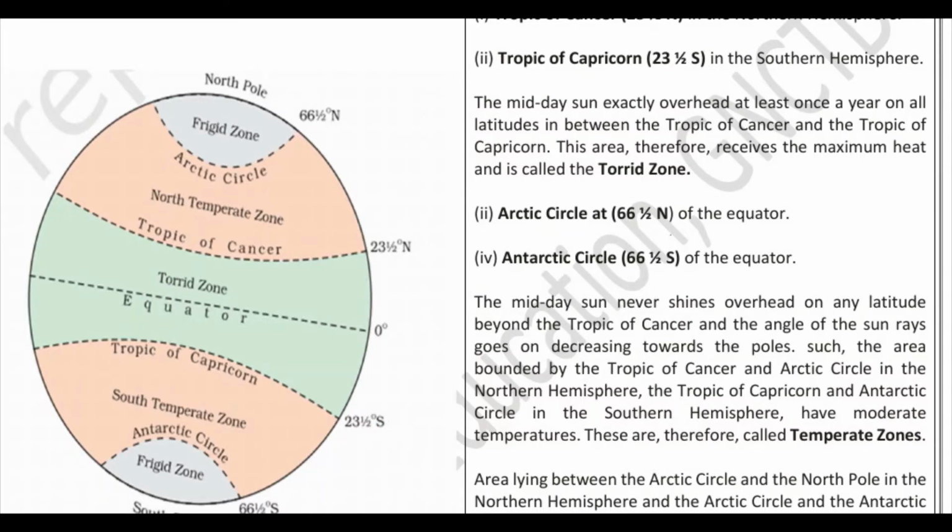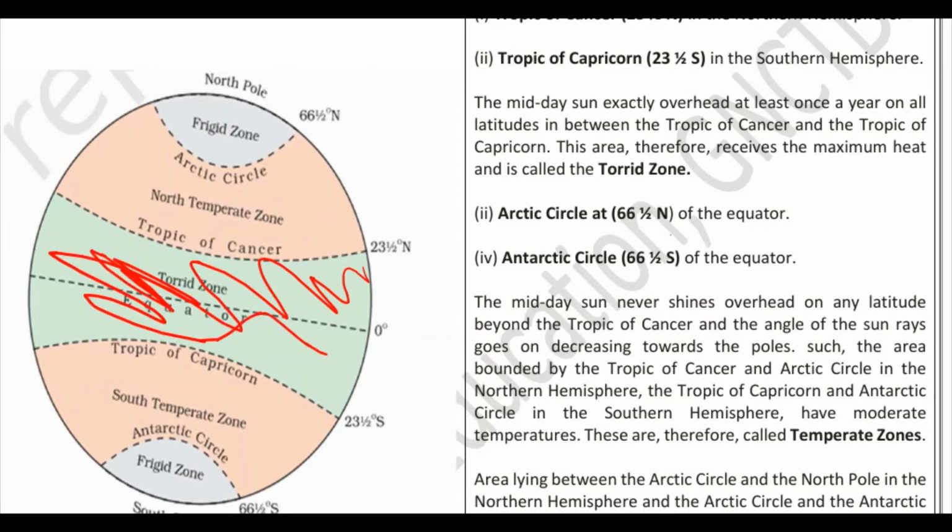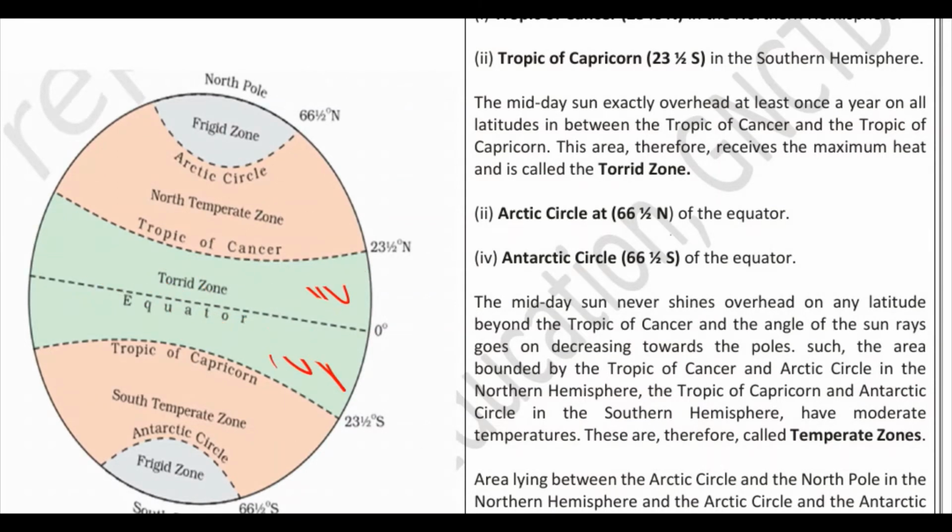The midday sun is exactly overhead at least once a year on all the latitudes between the Tropic of Cancer and the Tropic of Capricorn. This area therefore receives the maximum heat and is called the torrid zone. You can see that this is the area from the Tropic of Cancer to the equator, and then from the equator to the Tropic of Capricorn, this much area. So what it is trying to say is that in this much area the temperature is very hot. Why? Because the sun shines overhead.